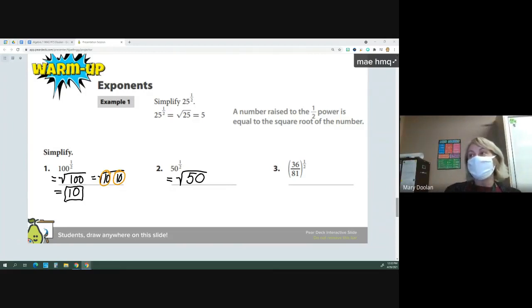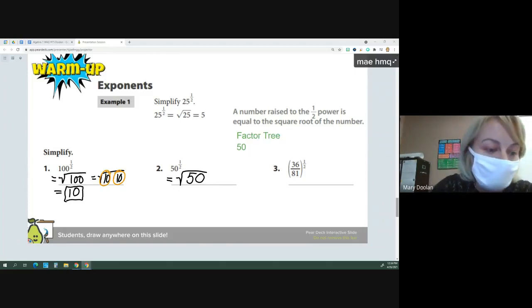Now, if I take the square root of 50, I'm going to get a decimal answer. So because it says to simplify, this is implied that we're going to keep our answer exact. So I want to see if there's any factors that I can pull out from 50. And one way to do that is to make a factor tree for 50. So we have 50. And then if I think about numbers that multiply to 50, well, I have 2 and I have 25.